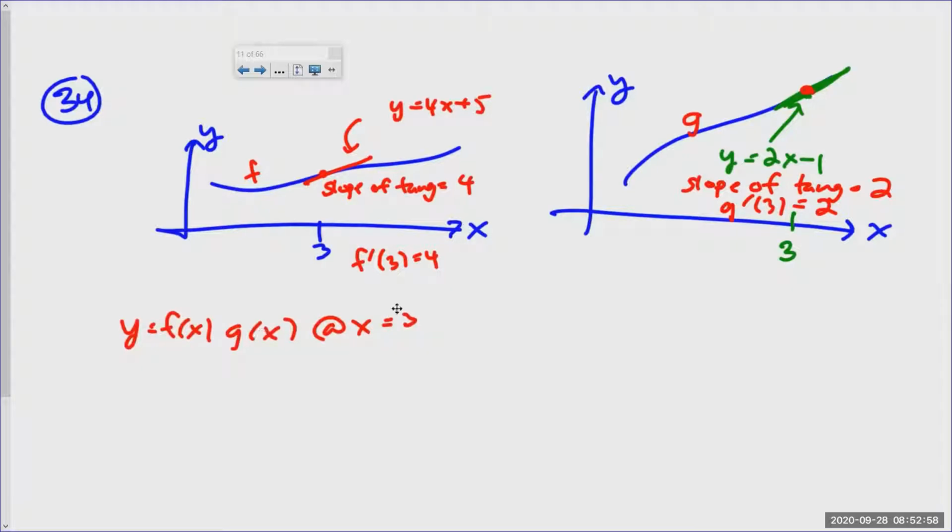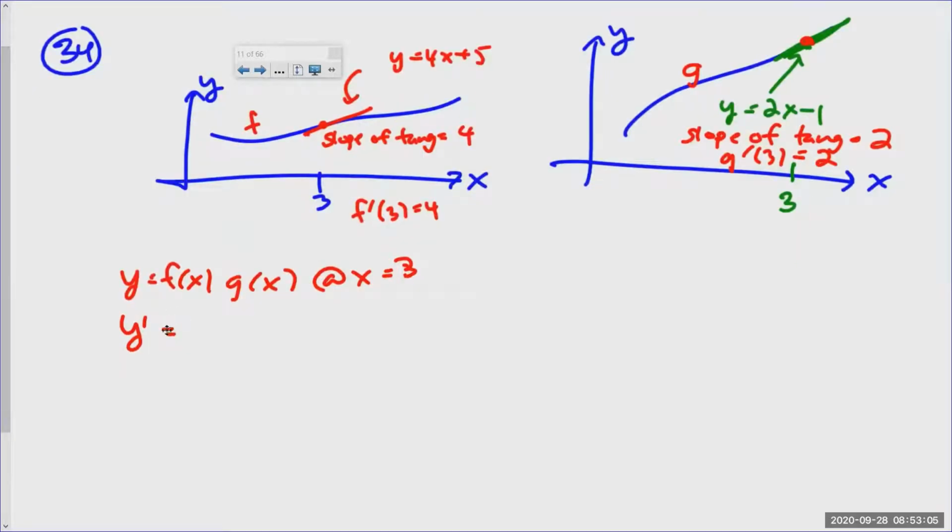Okay, well, what they're trying to fish out of you here is: do you know the derivative of f times g? Guys, is the derivative of f times g f prime times g prime? Is that how you find the derivative of two things that are multiplied together? No, the derivative of f times g is the derivative of the first times the second plus the derivative of the second times the first.